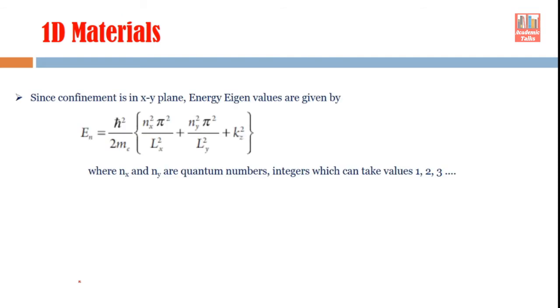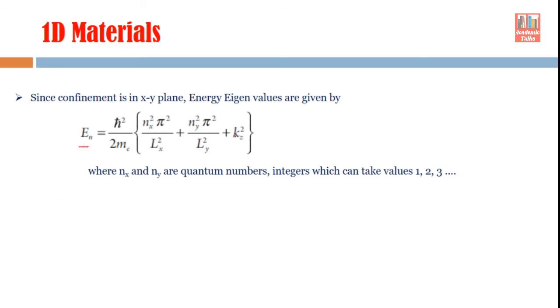Now if we talk about the allowed energy levels, because I told you that the electrons behave as a wave, and if they are behaving as a wave, the wave function can be described by the Schrodinger equation. And if you solve that Schrodinger equation for 1D materials, for this kind of two-dimensional confined structure, then the allowed energy states are given by this.